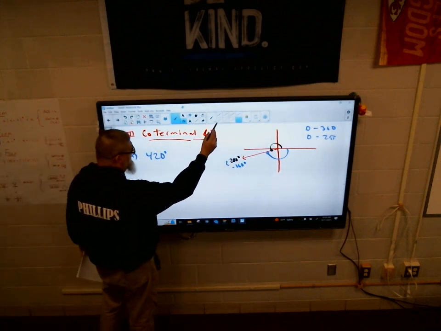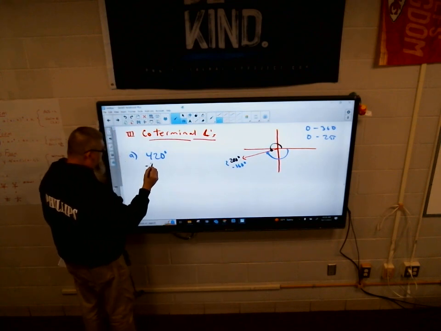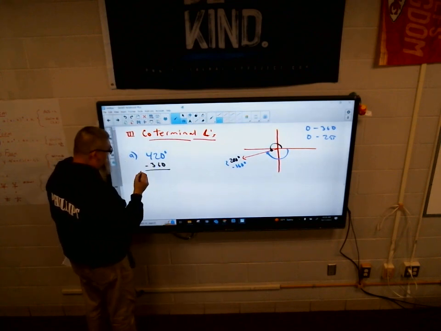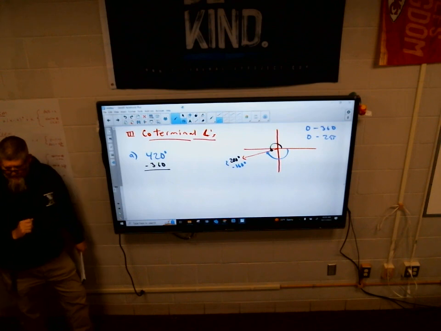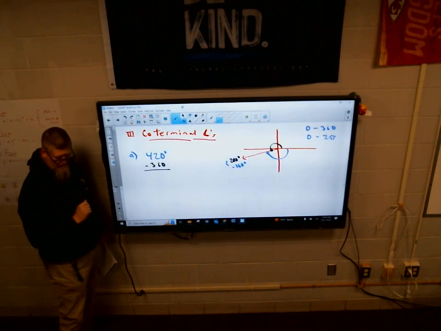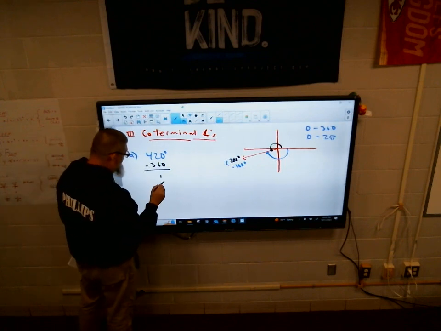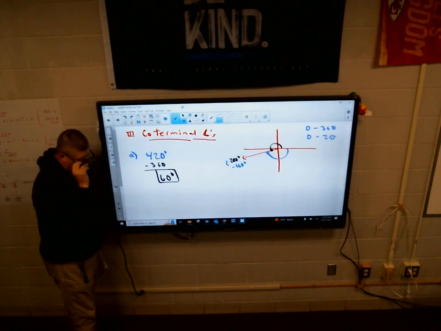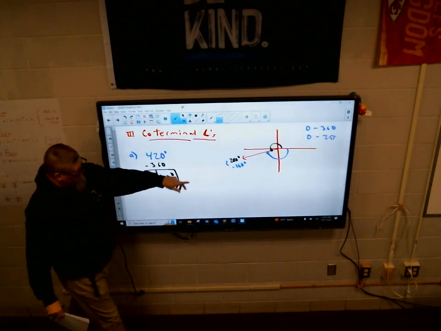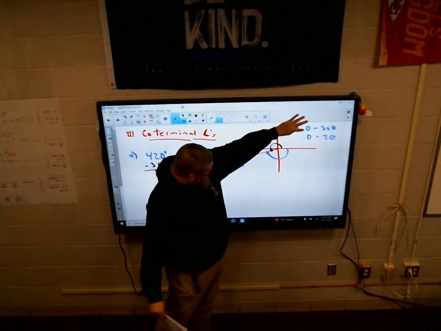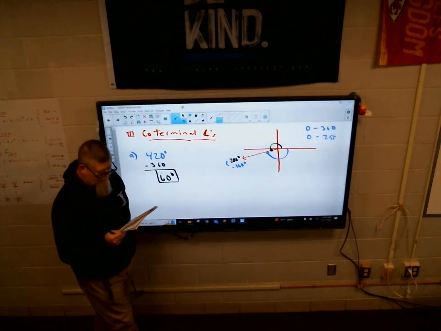You simply subtract 360 degrees. So what is 420 minus 360? It's 60. So my coterminal is 60 degrees. And that fits within what I want, my 0 to 360 range.